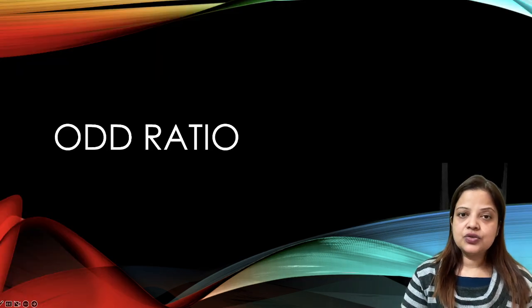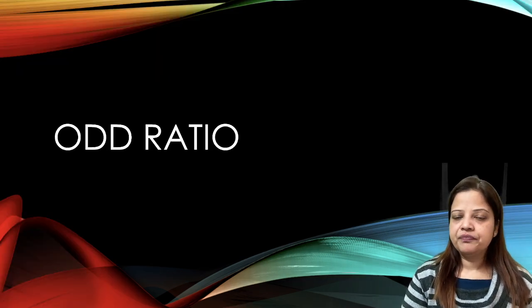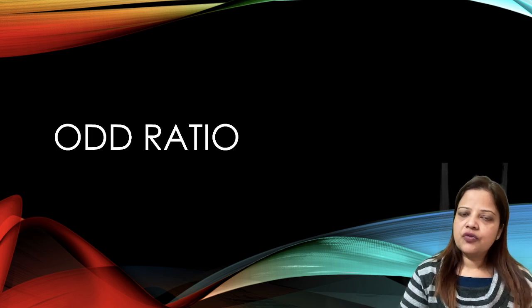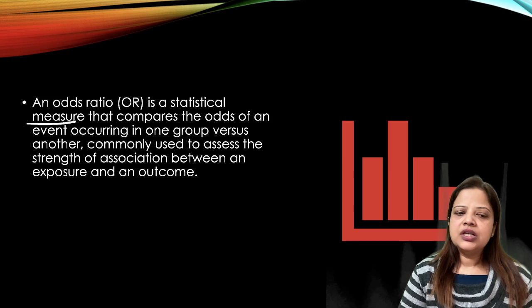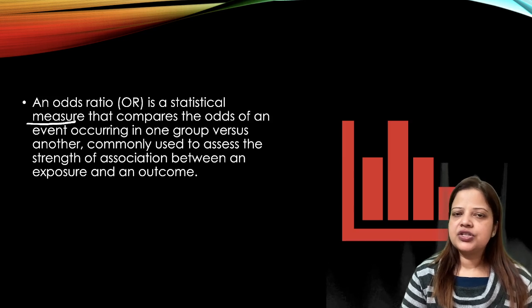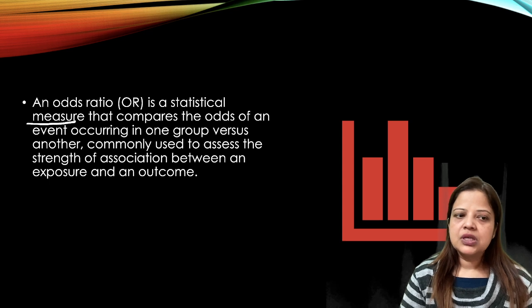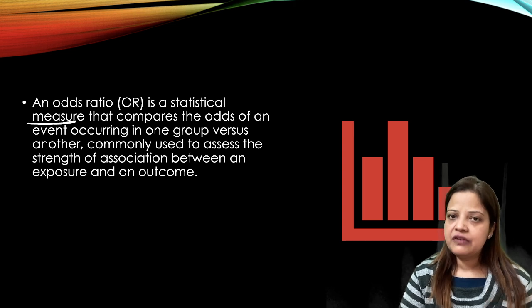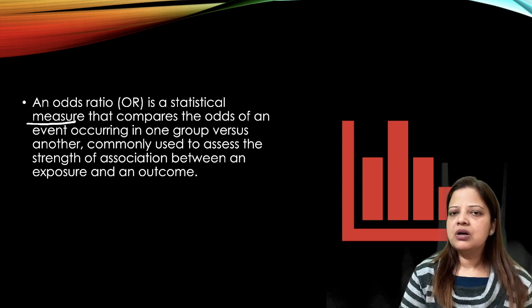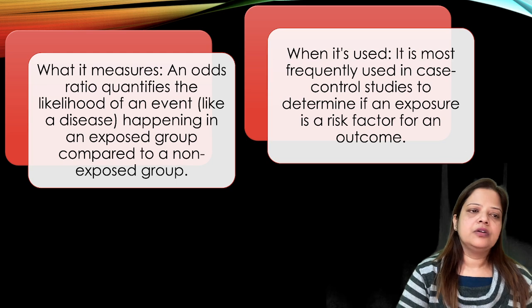Hello everyone. Today we will see odds ratio and I'll solve one numerical based on that. What is odds ratio? It shows an association between an exposure and an outcome. So an odds ratio is a statistical measurement that compares the odds of an event occurring in one group versus another.